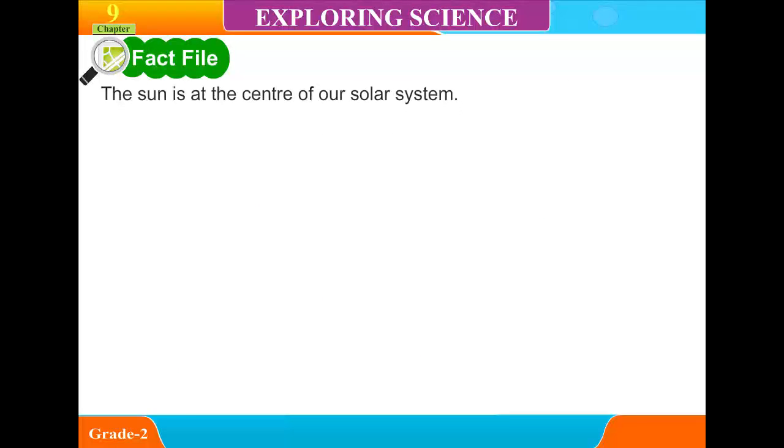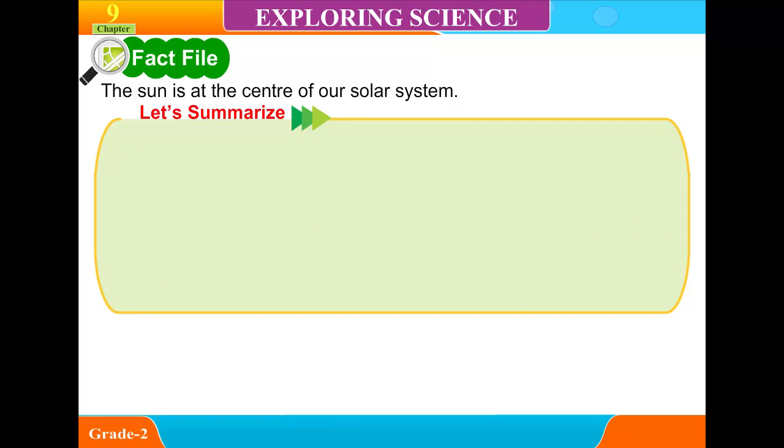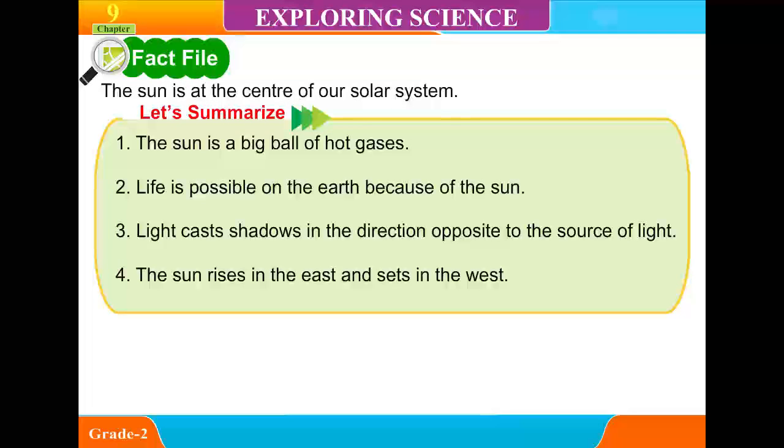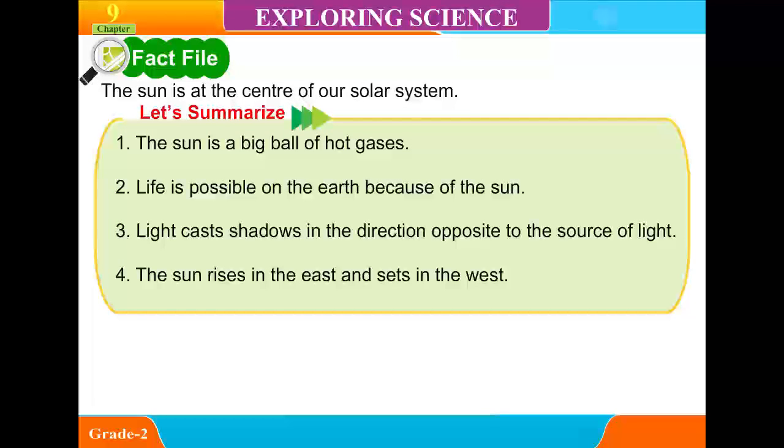Fact 5: the sun is at the center of our solar system. Let's summarize. 1. The sun is a big ball of hot gases. 2. Life is possible on the earth because of the sun. 3. Light casts shadows in the direction opposite to the source of light. 4. The sun rises in the east.